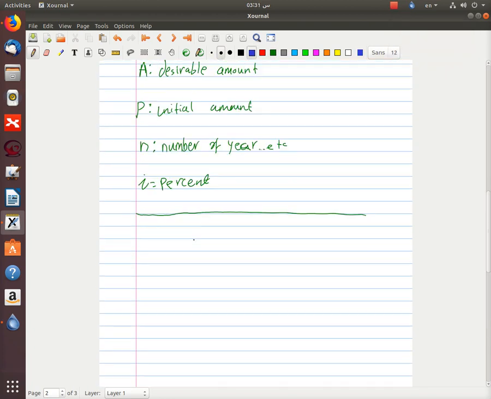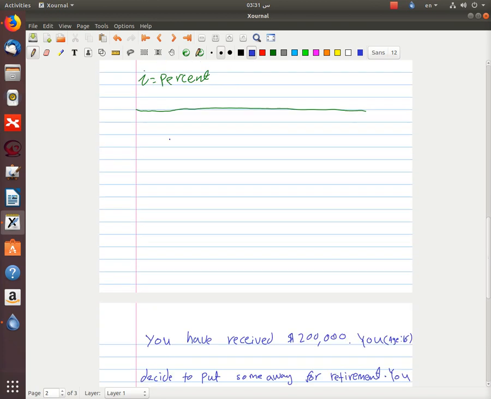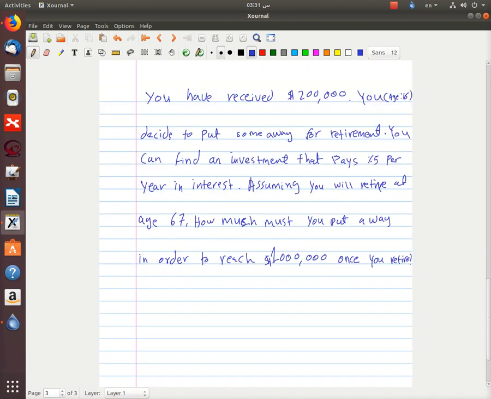Okay, I'm back. Now we have talked about this law, and it's about interest rate for the banking and retirement. Now I've written a problem. I've got it from the website.